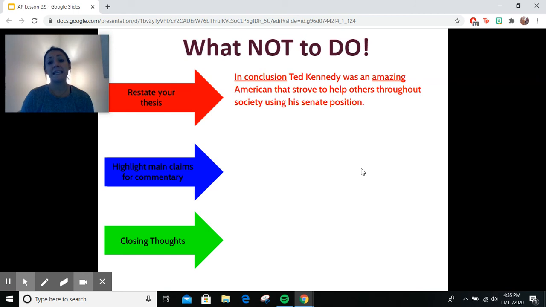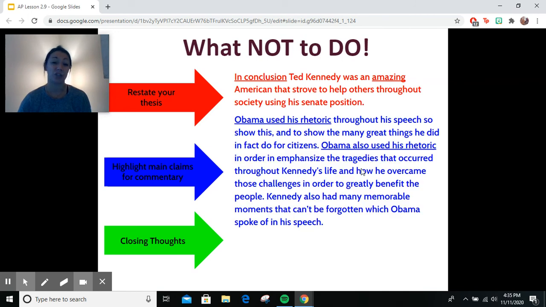"In conclusion, Ted Kennedy was an amazing American that strove to help others throughout society using his Senate position. Obama used his rhetoric throughout his speech to show this and to show the many great things he did in fact do for citizens." Okay, pause and notice that I am struggling through this a little bit more. When you read your writing out loud, you catch these mistakes. I kind of stuttered trying to read through this. You'll catch all of your mistakes, I promise you.